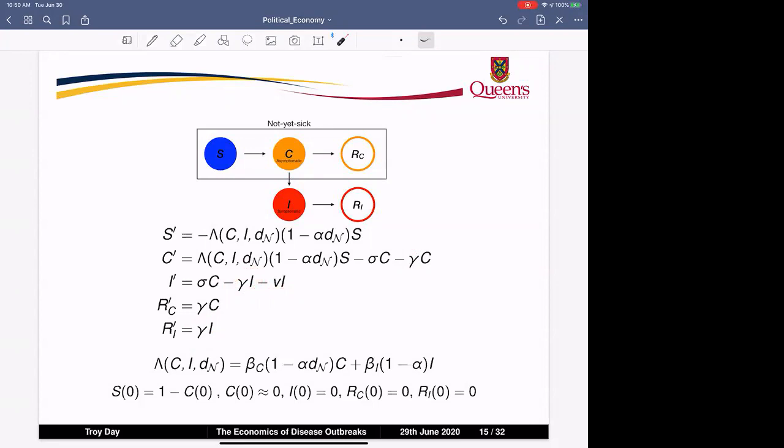The other thing I'll point out is that I'm interested primarily in a single outbreak here. So we're going to start the population where there are no I's, no R's, and we begin with a small number of individuals in the C class, but everybody else is susceptible.